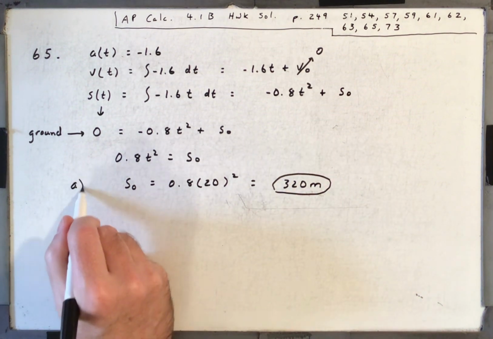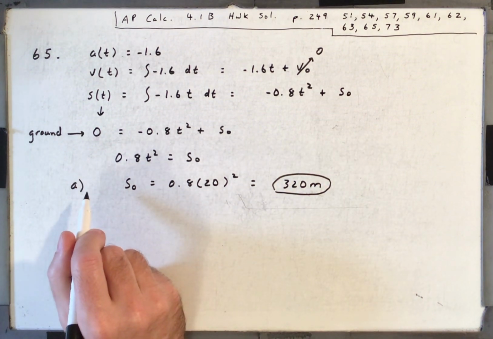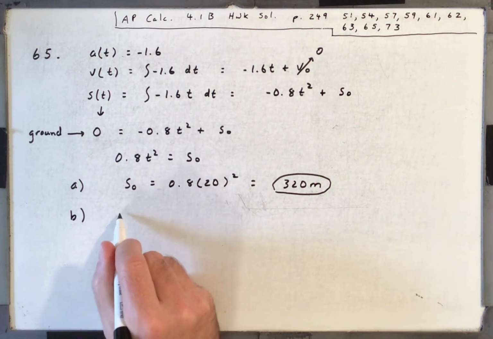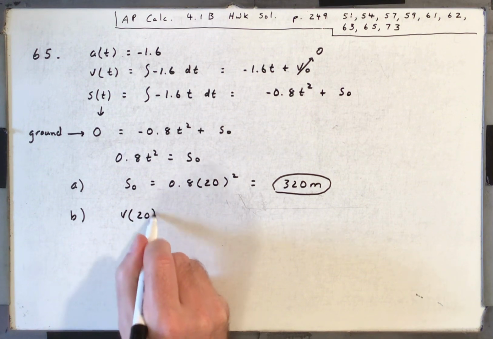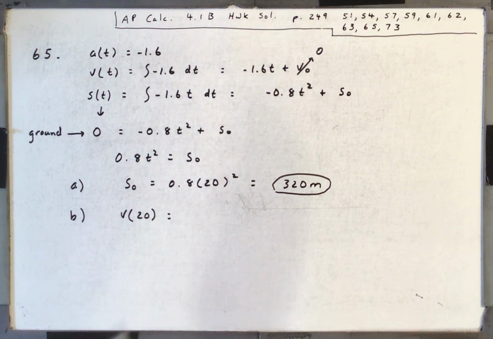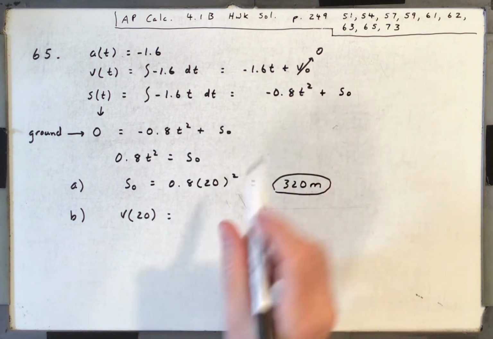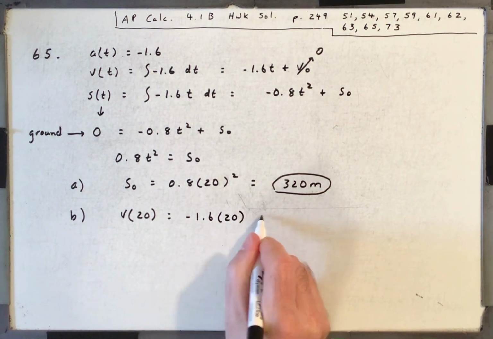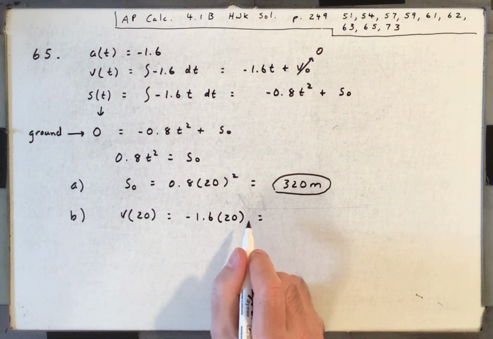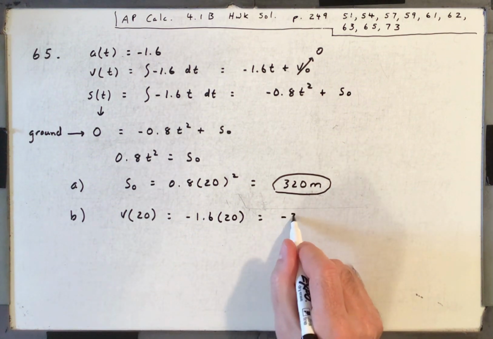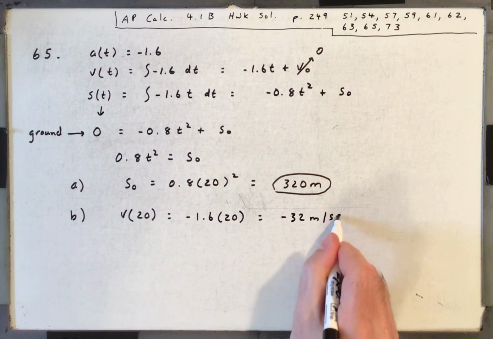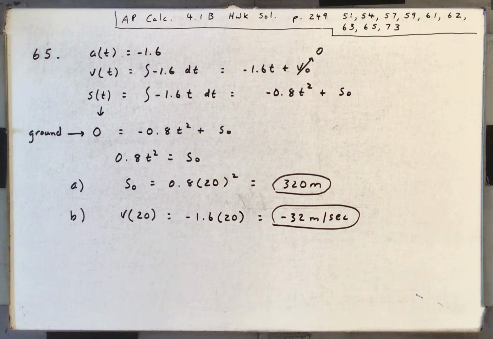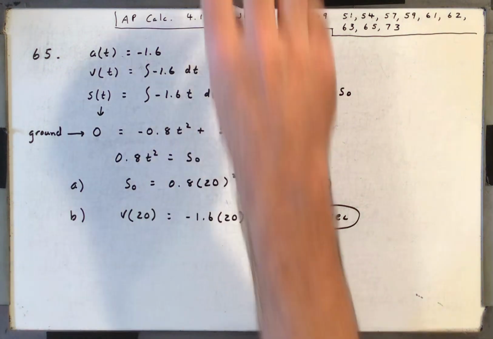So I think that's part A. And then part B says, what was its velocity at impact? So how would you do that? You would just find V of 20. We could have done that part first, but it'd be minus 1.6 times 20, which is minus 32 meters per second. And it makes sense that it's negative because it's going downward.